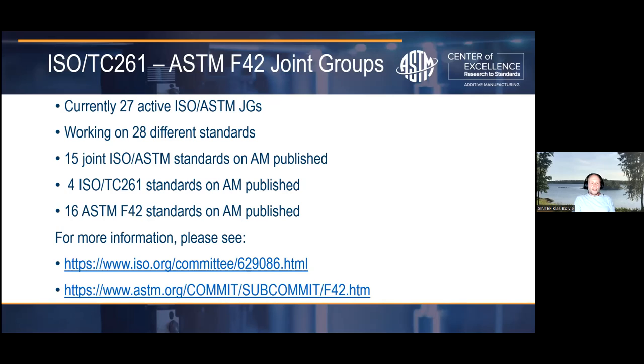And between ISO and ASTM, there are joint groups. There are currently 27 active ones and some inactive ones. They're working in total on 28 different standards together. 15 of those joint ISO and ASTM standards have been published. In addition, pure ISO standards have been published, and 16 pure ASTM F42 standards have been published.